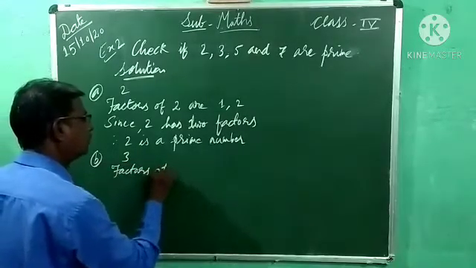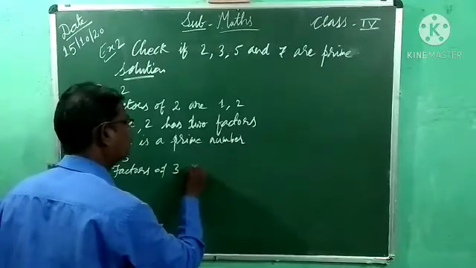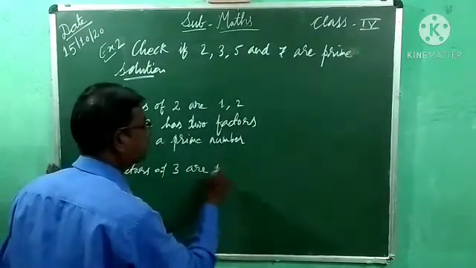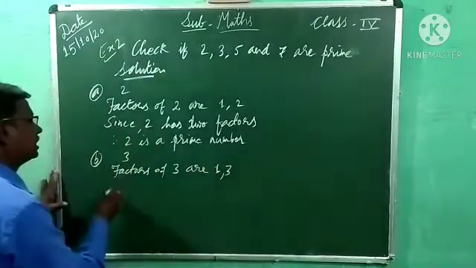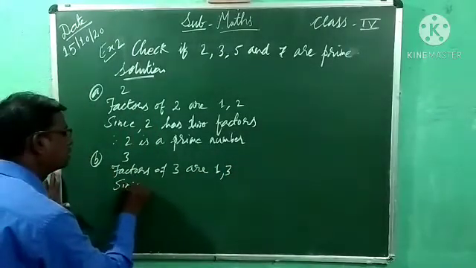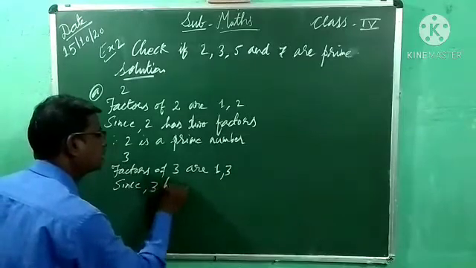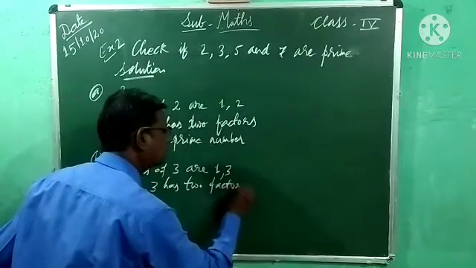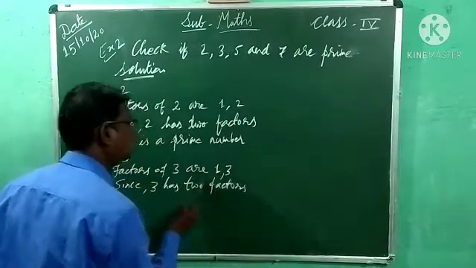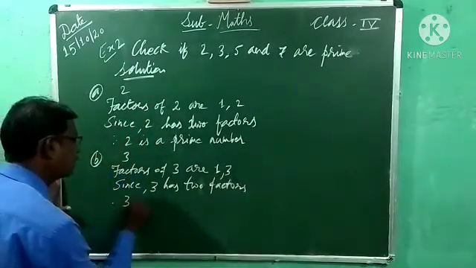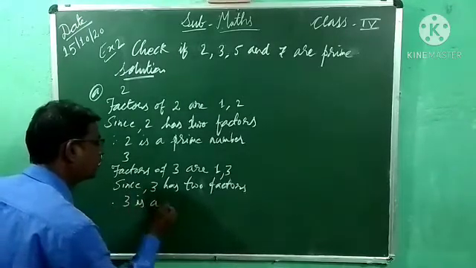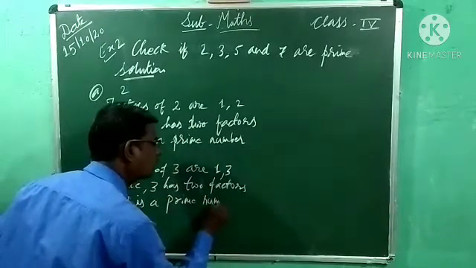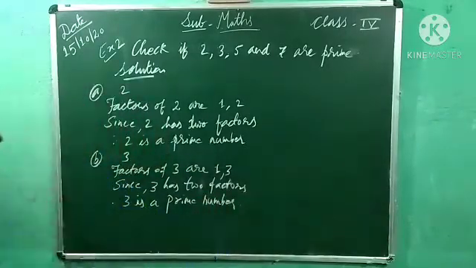Factors of 3: which table are we getting 3 in? 1, and in 2's table we are not getting 3. So 1 and 3, the same thing. Since 3 has 2 factors, understood? 2 factors. Therefore 3 is which number? A prime number. 3 is a prime number.